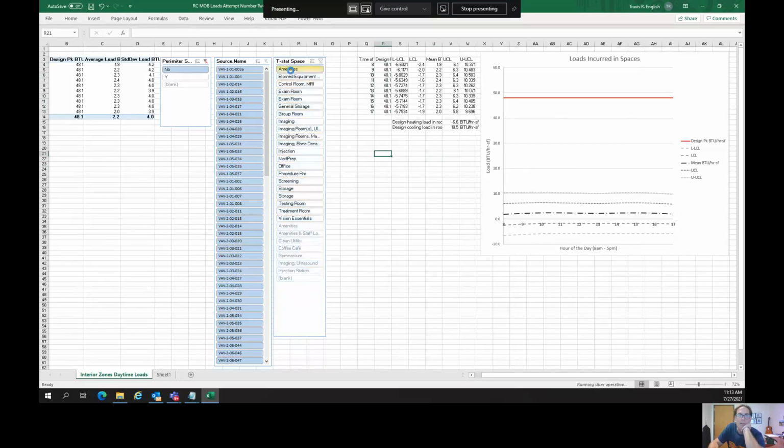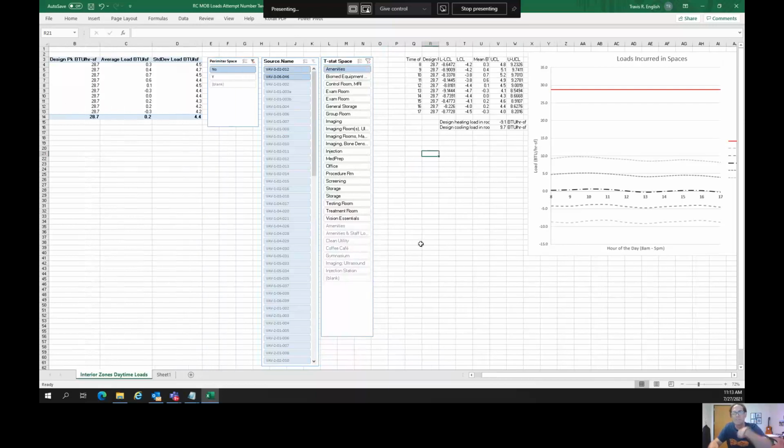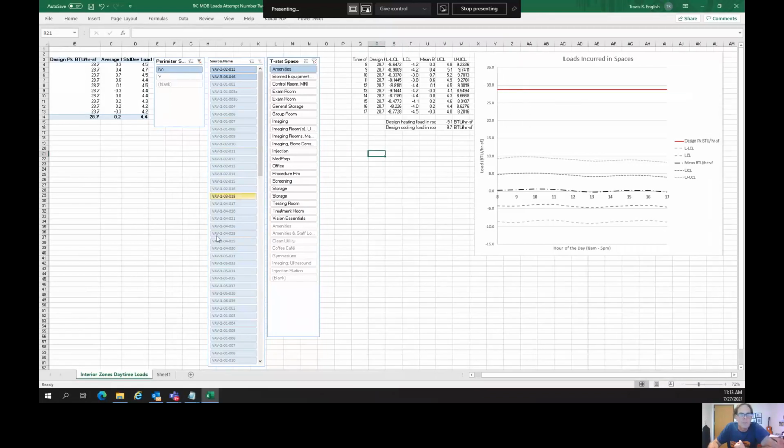So let's talk about amenities. We had two zones of amenity spaces. I wonder if I can squeeze these so that we don't get that effect every time. Okay, so we had two zones worth of amenity spaces. It looks like our maximum heating load is 9 BTU per hour per square foot, and our maximum cooling load is about 10. We were designed at 28.